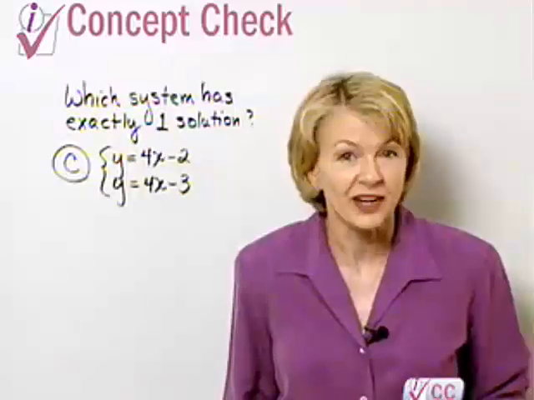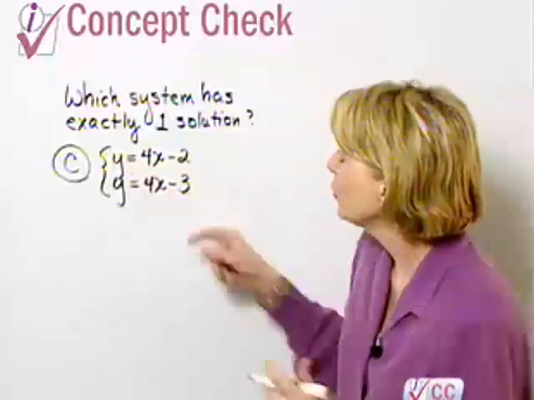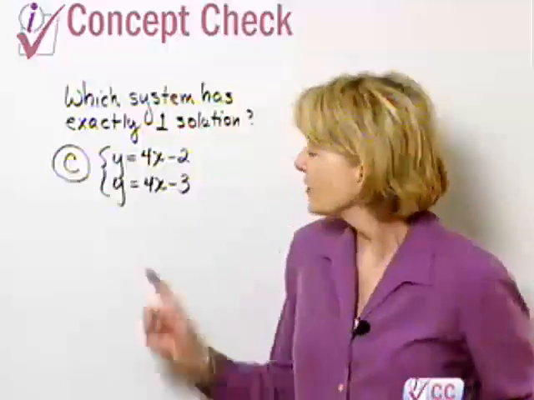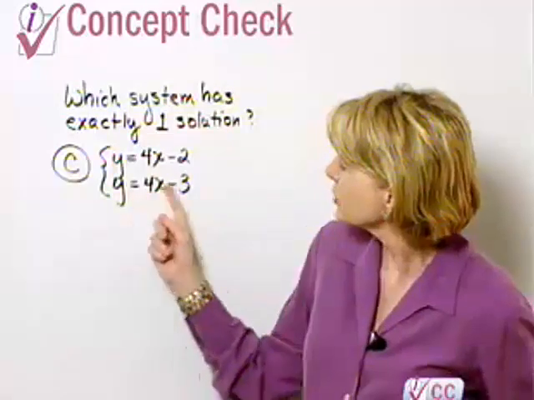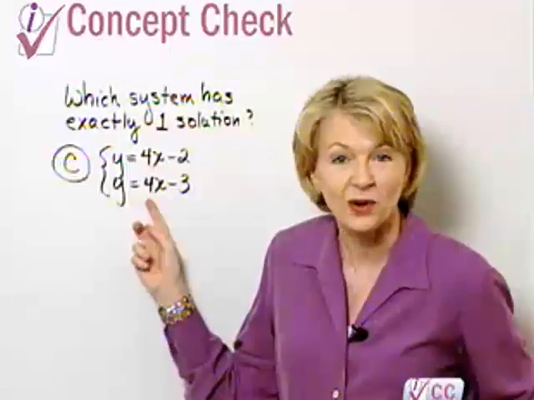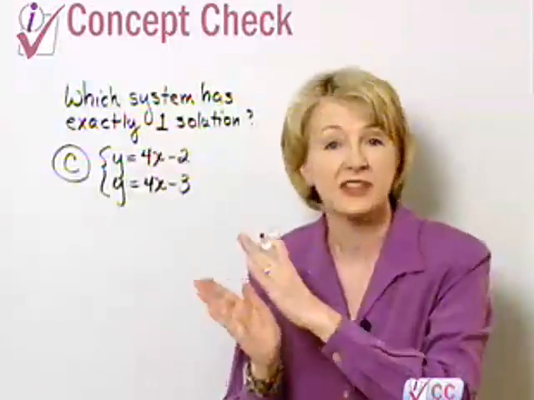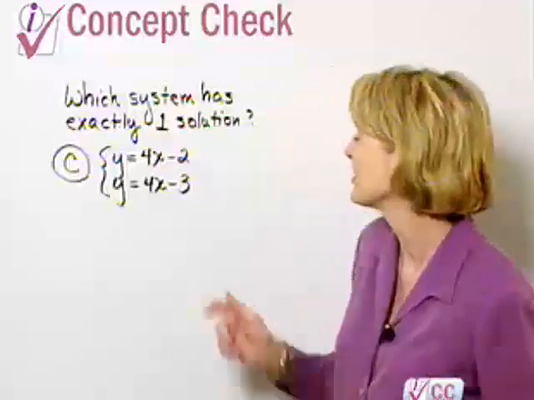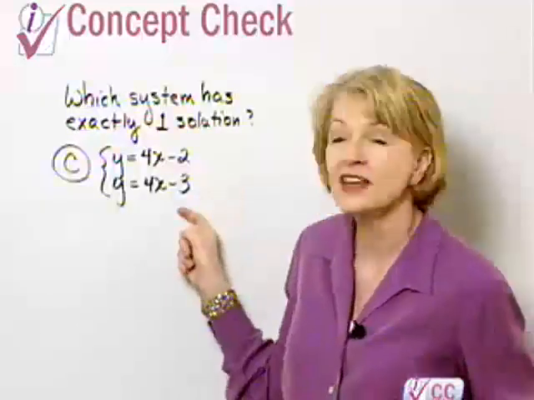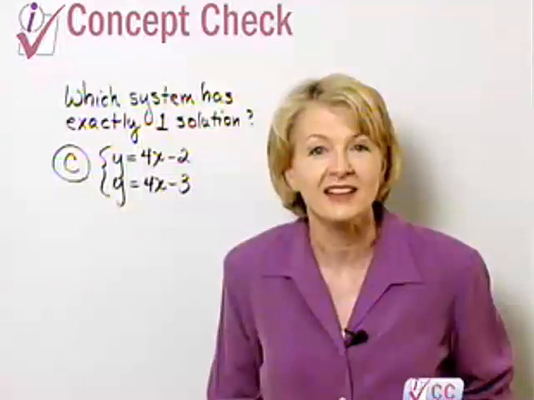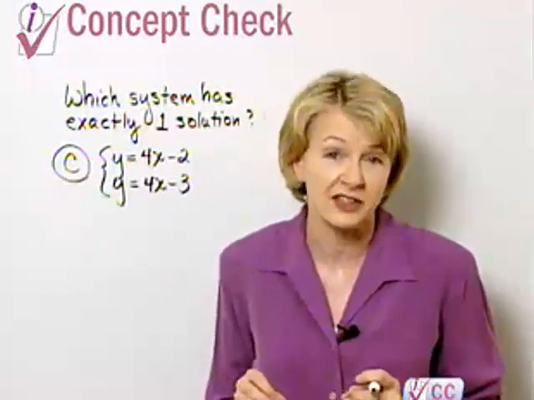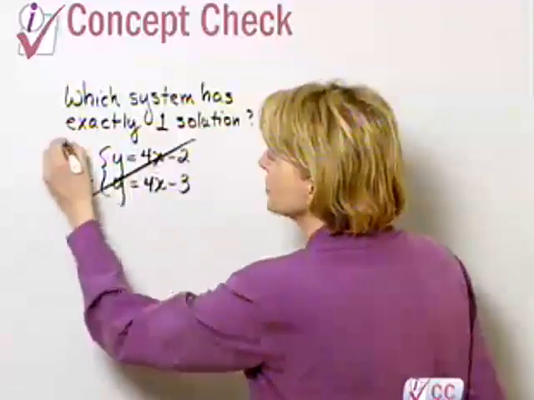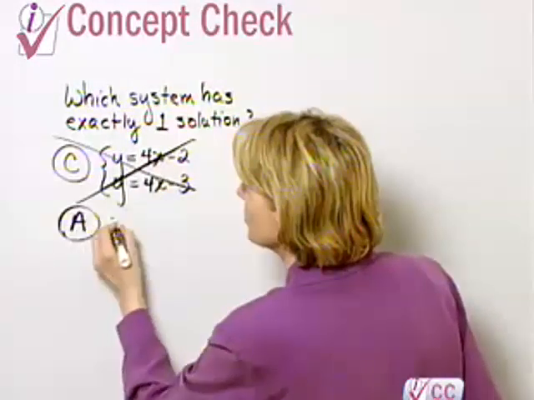Choice C is incorrect. Let's talk about why. The coefficient of x here is the slope of this line. It is 4. The coefficient of x here is the slope of this line. It is 4. We have two lines then with the same slope, which means they'll be the same line or parallel lines. Because we have different y-intercepts, these are parallel lines, and remember then, since they don't intersect, the corresponding system has no solution. The correct choice is choice A.